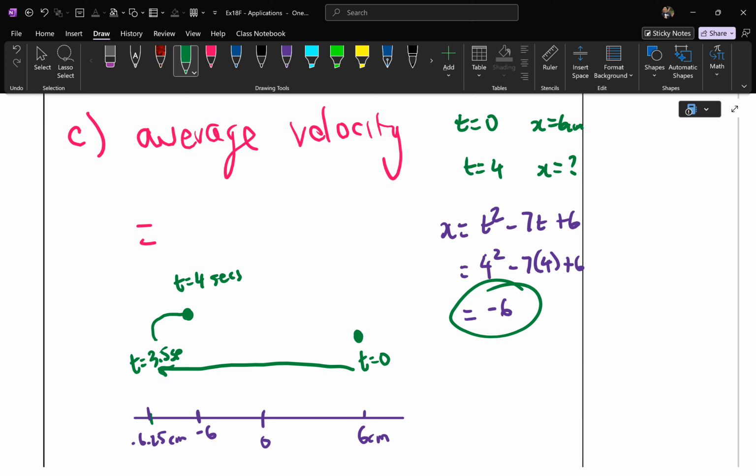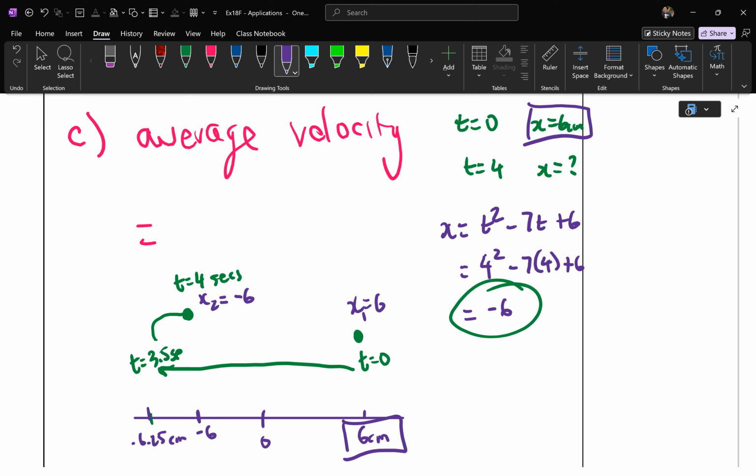So if I asked you what is the position from the starting position to the ending position, can you see my starting position was 6 centimeters, which is this one. I started here. X equals 6. Let's call it x1. x2, my final position, I ended up here now. x2 is now at negative 6.